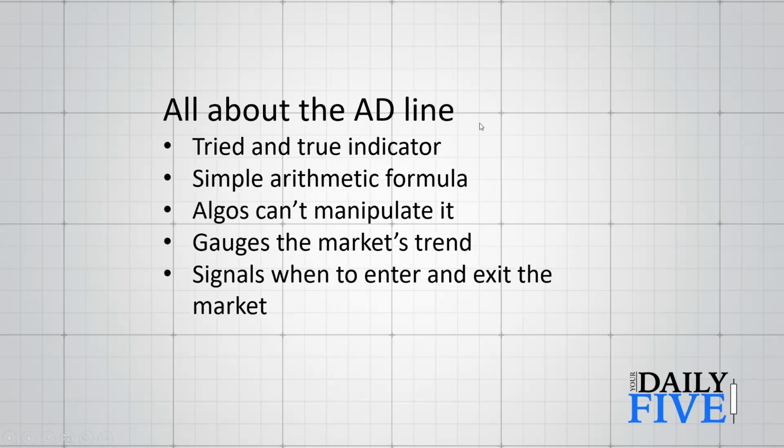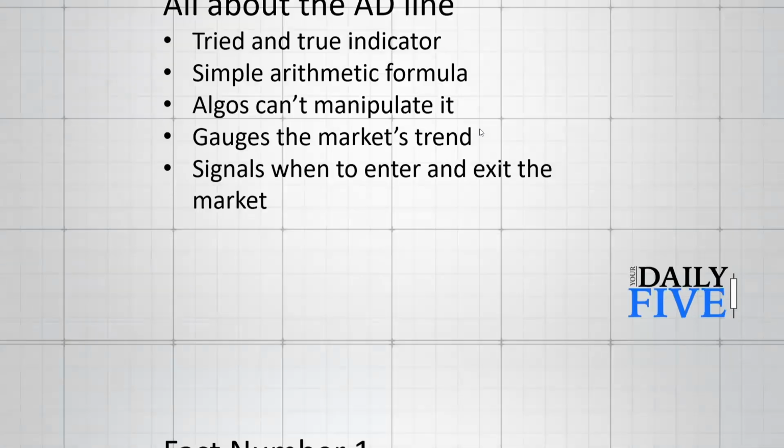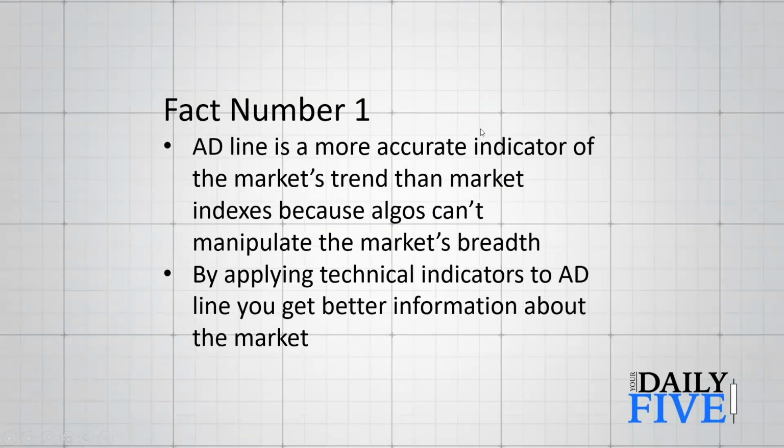Here's the key though, the algos can't manipulate it. They can do all kinds of things to make stock prices look great or not so good and fake you out, but they can't manipulate the market's breadth. It's a great gauge of the market's trend, and it's better than the indices. Moreover, it's a signal of when to enter and exit the market, and I'll tell you all about that in just a second.